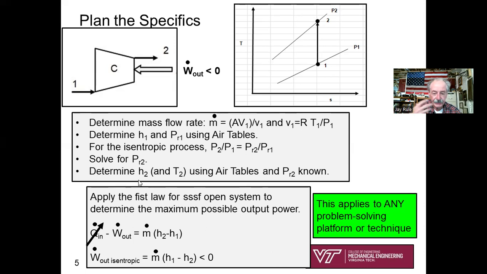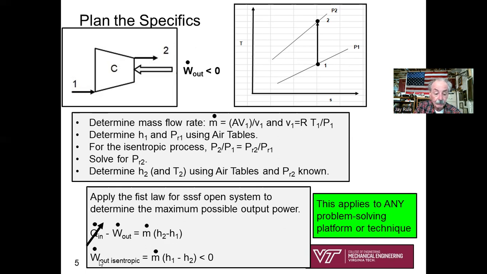And as a courtesy, we'll determine T2 as well, since we know we can solve for PR2. Now, once we've got H2, I'm pretty good at the first law of thermodynamics, the energy balance. So the first law says Q dot in, that's 0, adiabatic, minus W dot out, what we're looking for, equals M dot times H2 minus H1. Lo and behold, I've found M dot, I found H2 and H1.